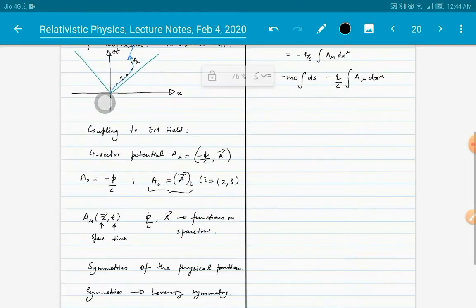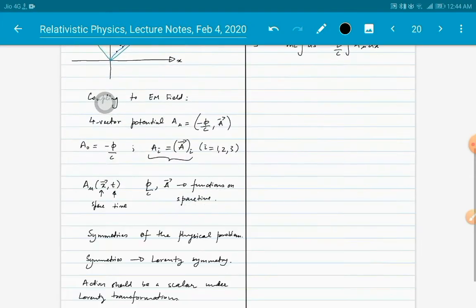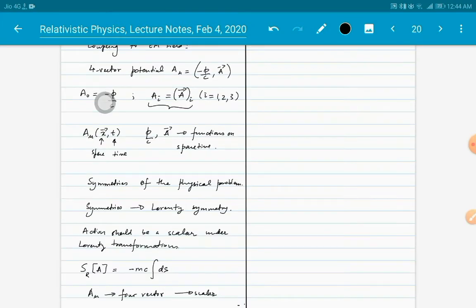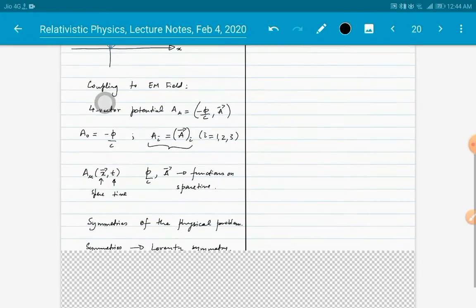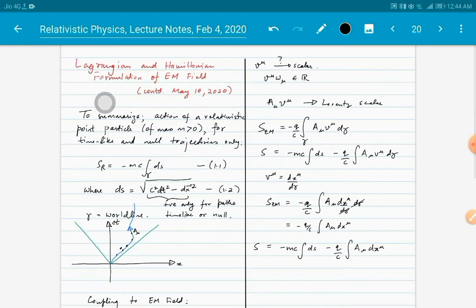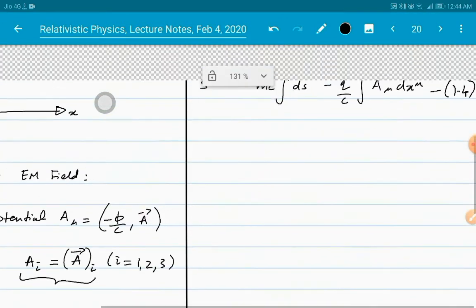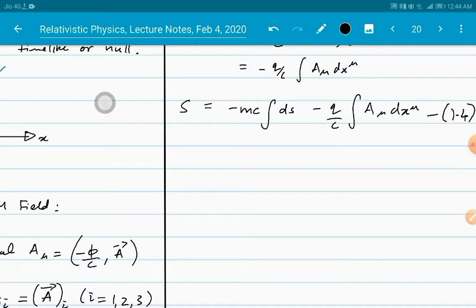So now let's give these equations some numbers. So we have 1.1, 1.2, and then let's call this 1.3, and we'll call this 1.4. Alright, now, so this is the action.